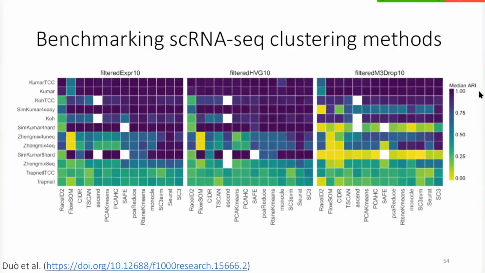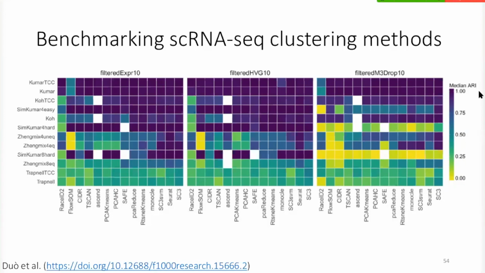This is a nice benchmark paper from Mark Robinson on many clustering methods for single cell RNA-seq data. So you see here SC3, Seurat, and many others. The different matrices correspond to different ways to filter genes. This is based on high expression. This is based on highly variable genes. This is based on the dropout rate. Dark blue means high adjusted Rand index. Yellow means low adjusted Rand index. So dark blue is better. And you see here, for instance, there is more blue in these matrices compared to this one. So that means that using these approaches to filter genes is probably a bit better than this one in general on these data sets.